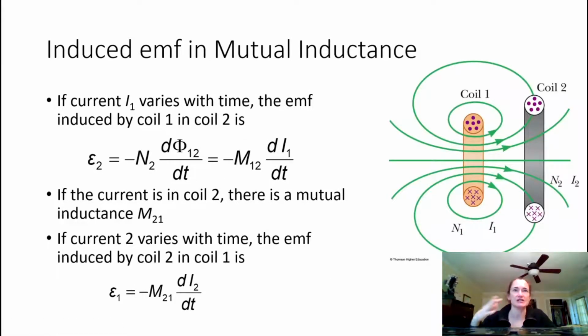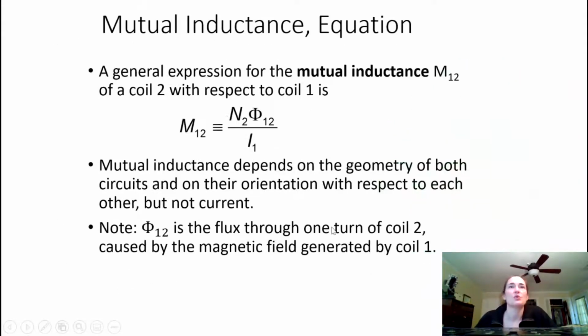Usually the symbol for mutual inductance is a capital M. If current 1 varies with time, the EMF induced by coil 1 in coil 2 is EMF 2 equals minus N2 d phi 1 2 dt, which is equal to minus M1 2 di 1 dt. And there's the equation for the mutual inductance. It's important to understand that whatever the mutual inductance is for coil 2, it would also be the same value for coil 1. So here the mutual inductance M1 2 is equal to N2 times phi 1 2 over I1.